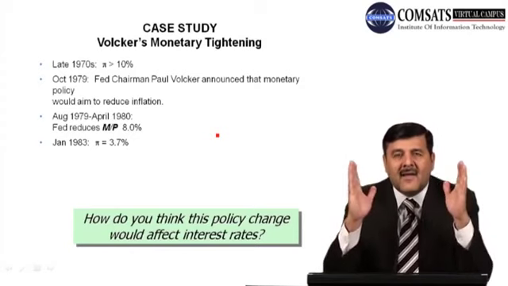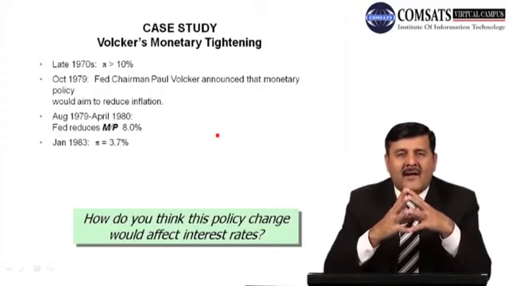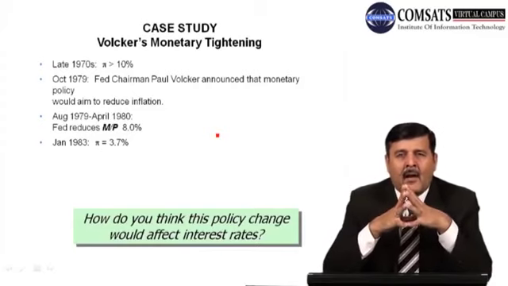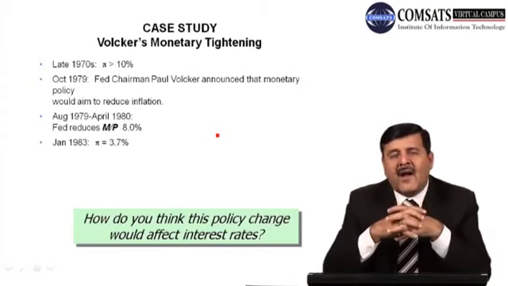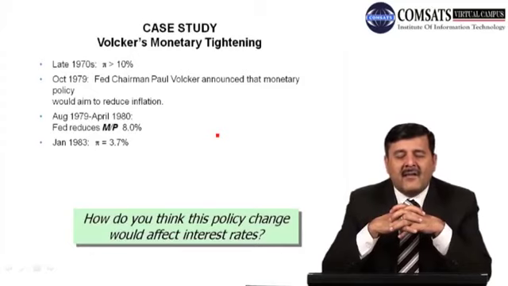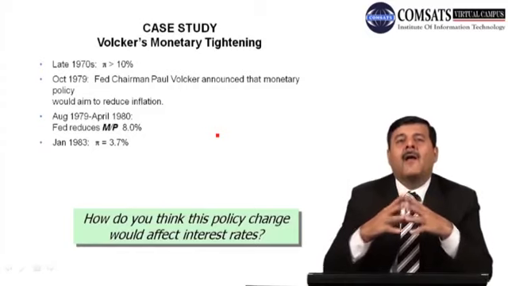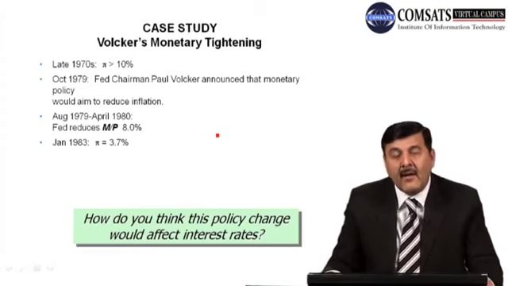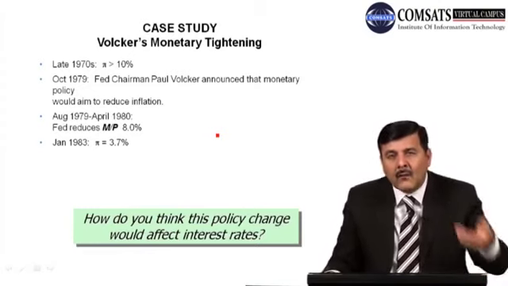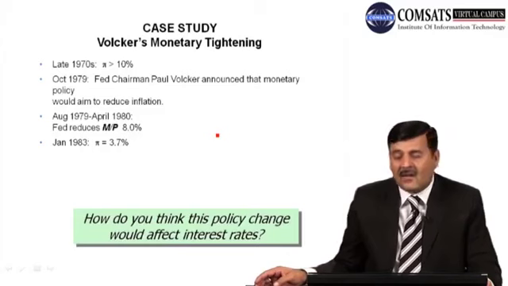Now, what is the case study? In the 1970s, inflation in the US was more than 10%. Now the chairman of the Federal Reserve, the central bank of America, would like to reduce this inflation rate, and how can they do that? By reducing the money supply. In 1979, they reduced the money supply by 8%. With this reduction of money supply, inflation comes down to 3.7% from 10%, right? Now, what do we think this policy would do to the rate of interest in the country and the economy?